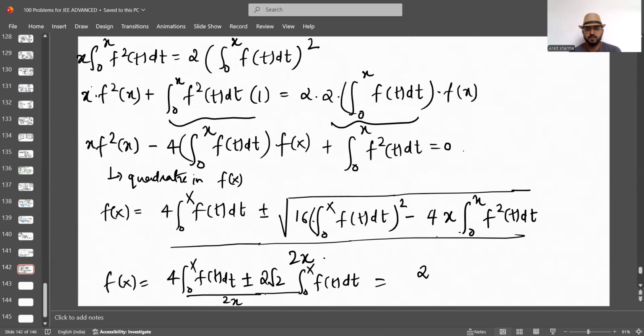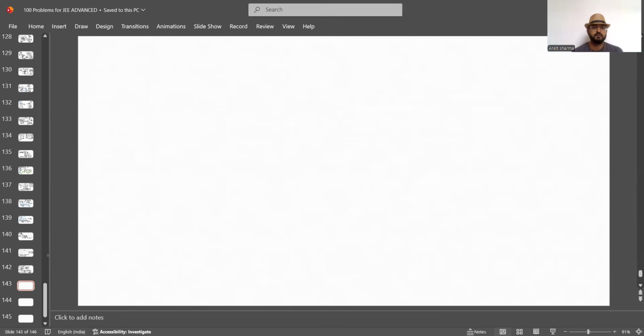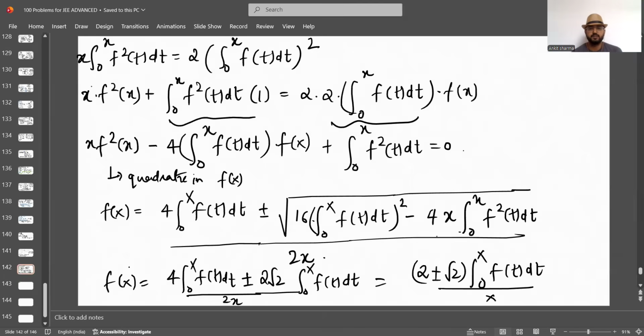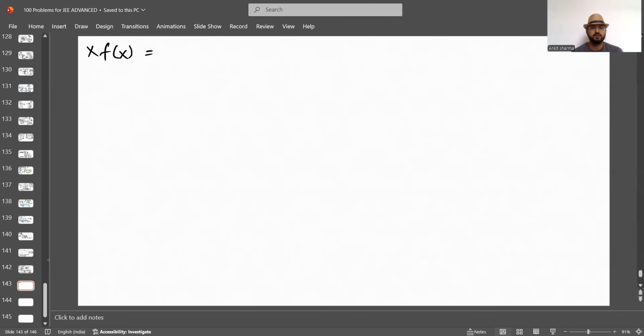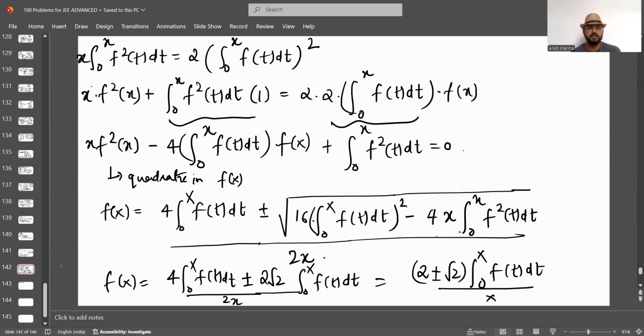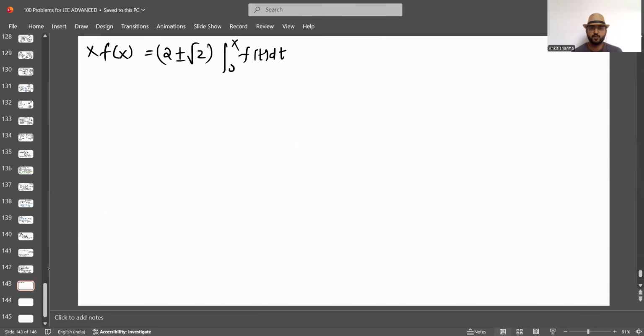So this looks like 2 plus minus root 2 and then integral 0 to x f of t dt over x. So my f of x will be simply, I'll multiply x here. So x into f of x is equal to 2 plus minus root 2 and then integral 0 to x f of t dt. Now from here, the intuition is quite clear that we again have to apply the Newton-Leibniz rule. That means we'll differentiate on both sides. So differentiating both sides.